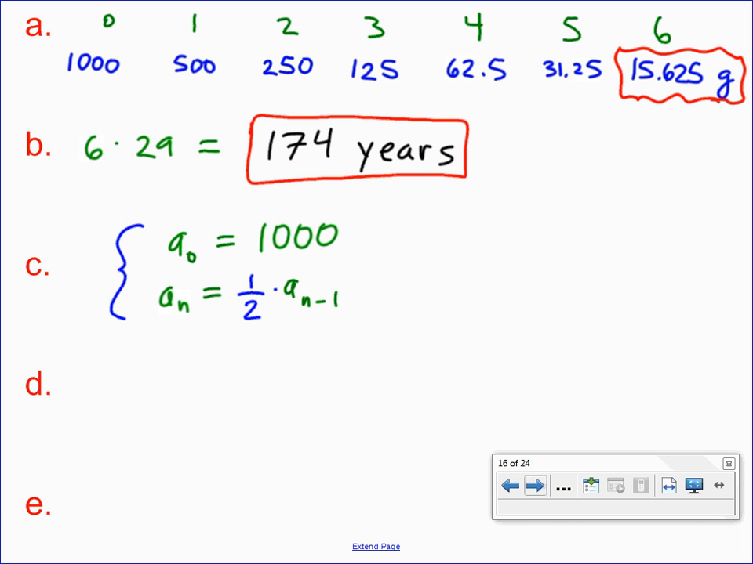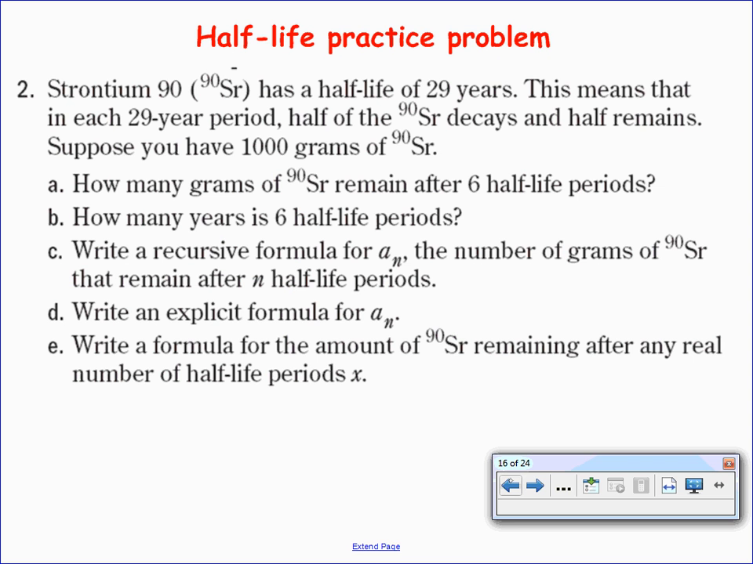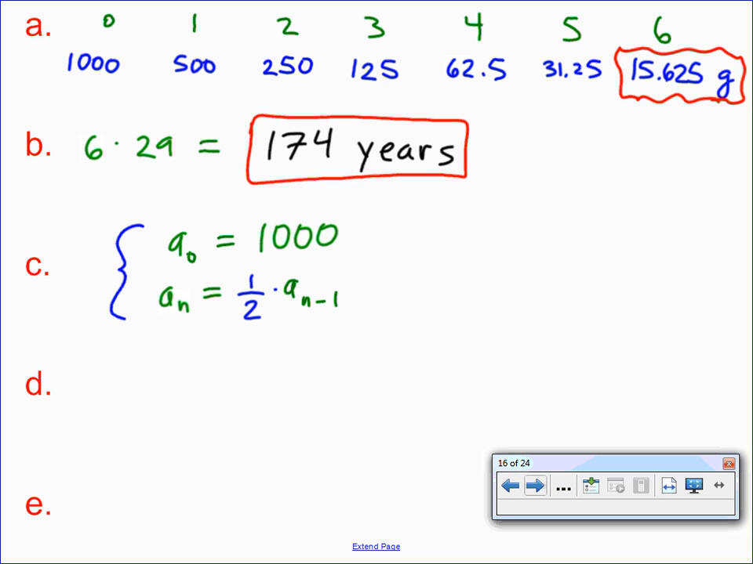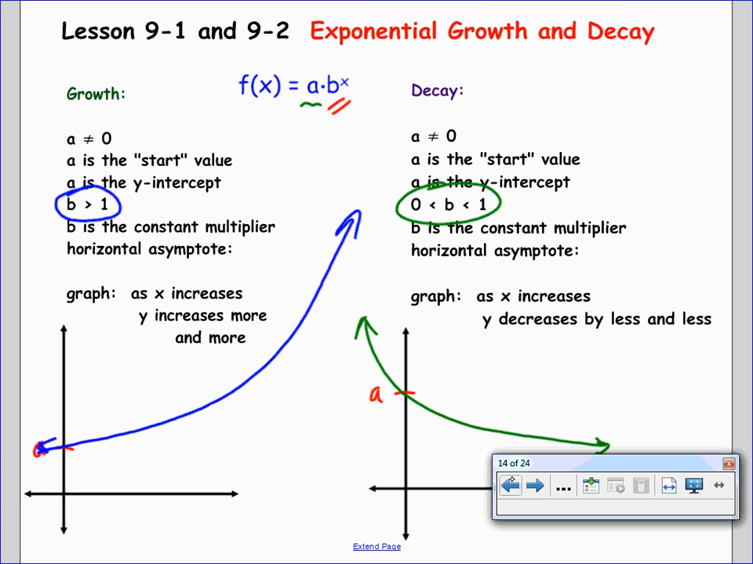Matab asks, why don't you do a sub 1 instead of a sub 0? That's a great question. As I look at the context of this problem, where we start with 1,000 grams, for me it makes more sense to begin this rule at my start value, my initial number of grams present. My initial number of grams present was 1,000 grams, and that was after 0 half-life periods have passed.